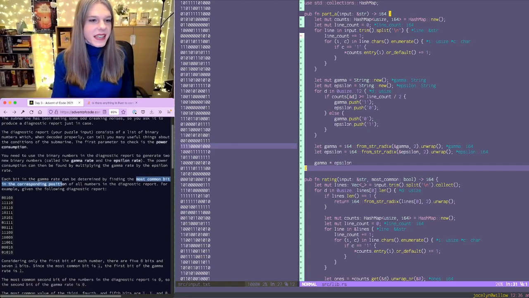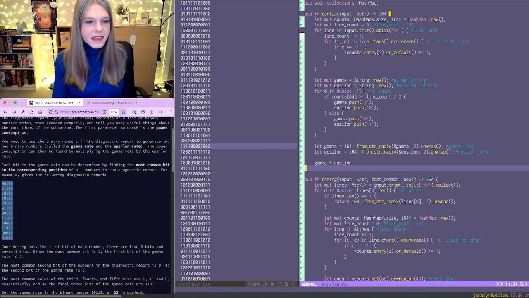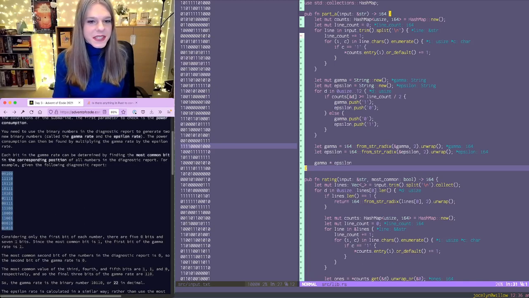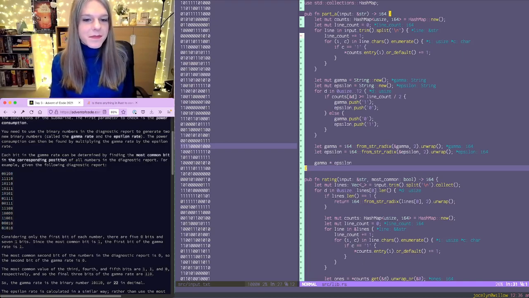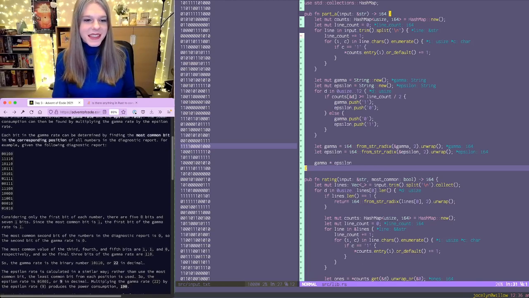So for example, if you look at these numbers here, if we're just looking at the first digit, there are more ones than zeros, so the first digit of the gamma rate is 1, and so on for the remaining digits. This itself took me a long time to parse, but there you have it. And then, like it says, you take the result and you convert that into decimal, and that's your gamma rate.